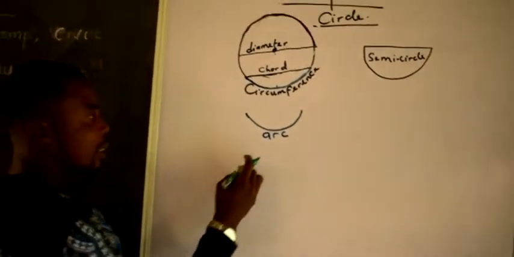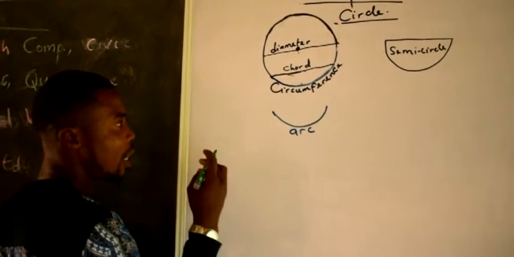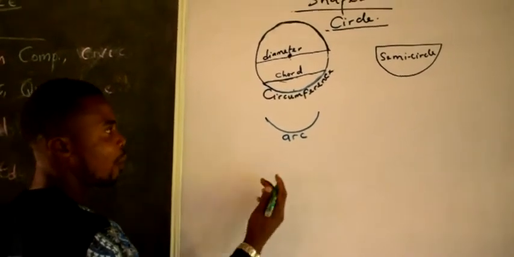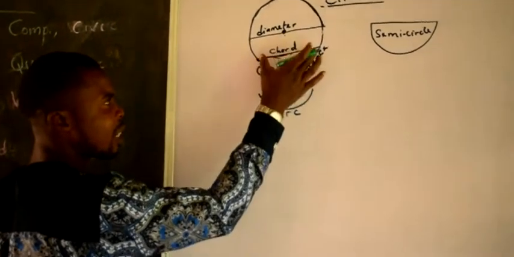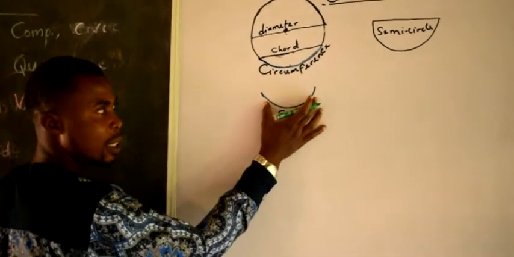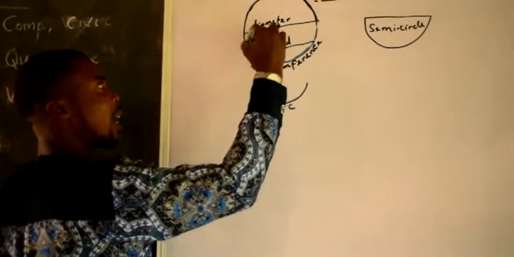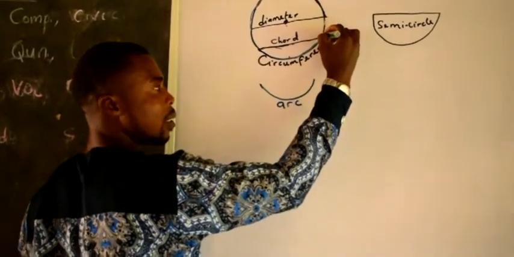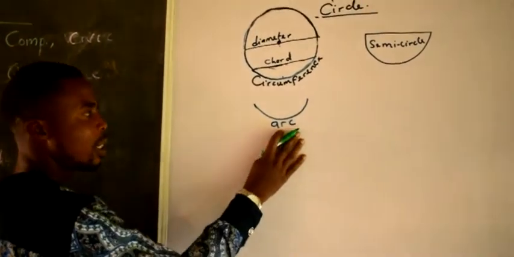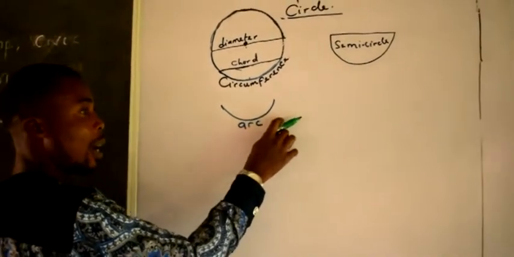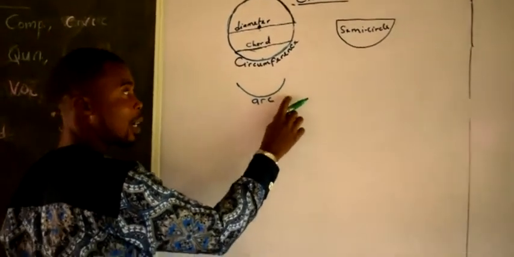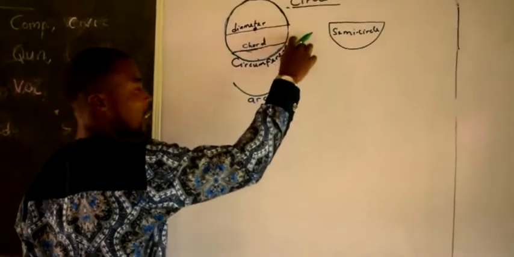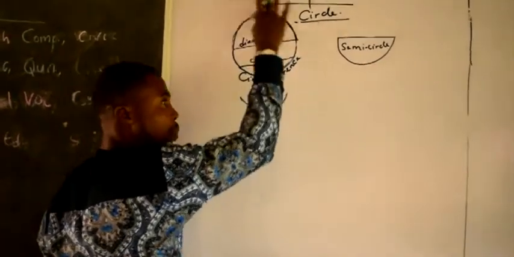And this arc, if you look at the circle, we have a small part of the circumference here, and the other big one. So we can call this one a minor arc or small arc, and we call this one the major arc or big arc.